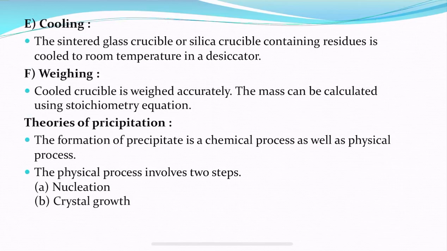So cooling is attained like this, and once it comes to room temperature, and all the hydrated particles present in the precipitate are removed, dried and cooled, we are going to weigh it. The cooled crucible is weighed accurately. The mass of the required constituent can be calculated using the stoichiometric equation. So this is how we do the precipitation method.